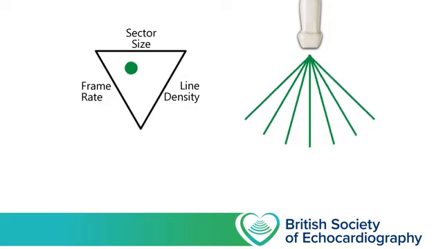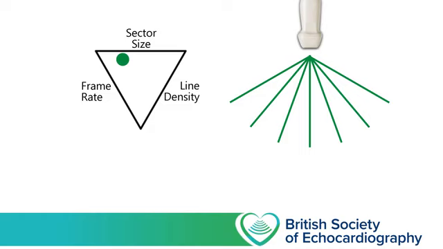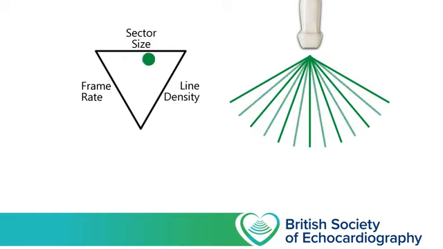Now if we decide to increase our sector angle up to say 120 degrees, then if we want to maintain the same frame rate, each of those lines will be spread further apart, decreasing our line density. If we want to maintain the same resolution, maintain the same line density, then drawing those extra lines will take additional time and decrease our frame rate.